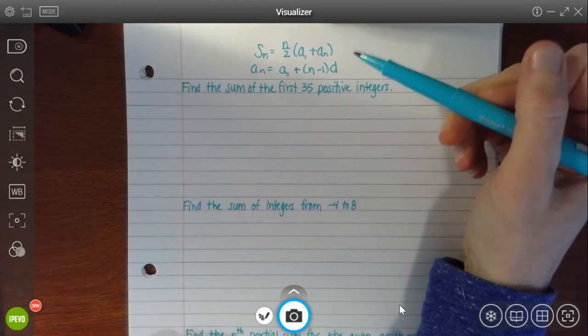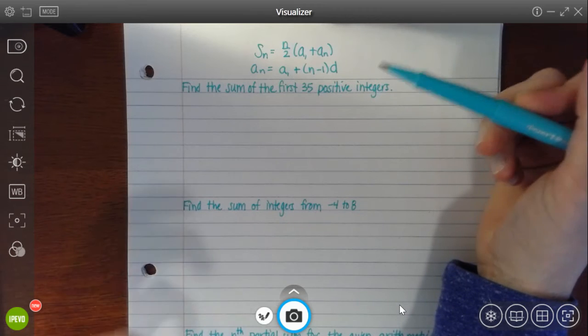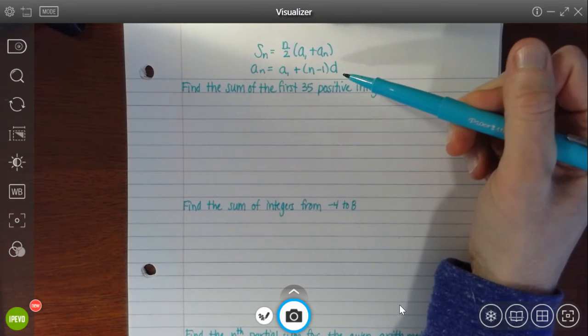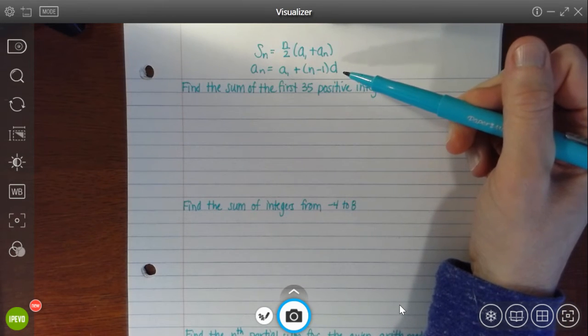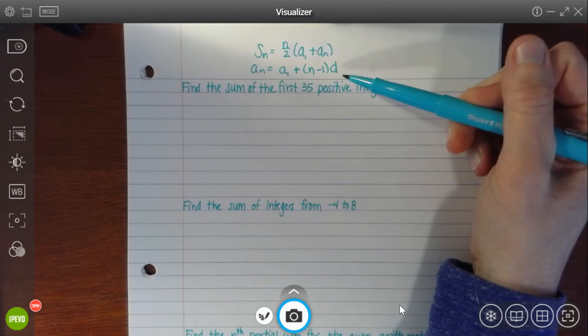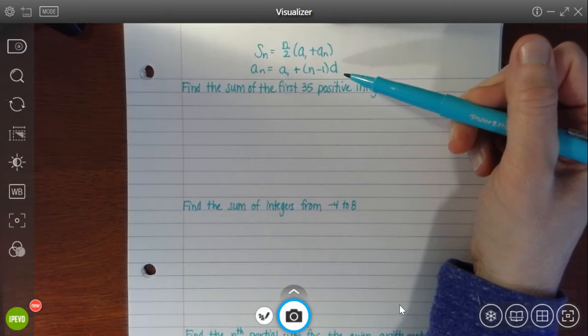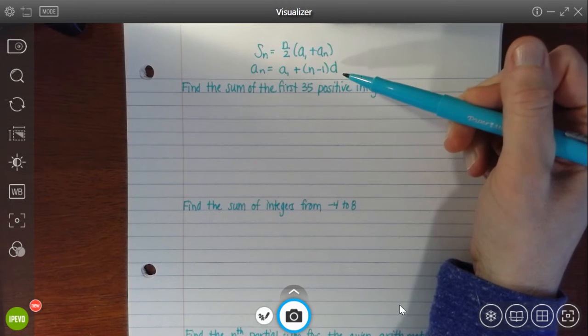Now in today's lesson, you were basically using two different rules for arithmetic sequences. This is the rule to write a formula for your arithmetic sequence, that a sub n is equal to a sub 1 plus the quantity of n minus 1 times d.